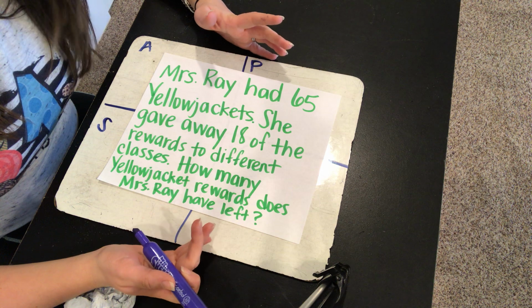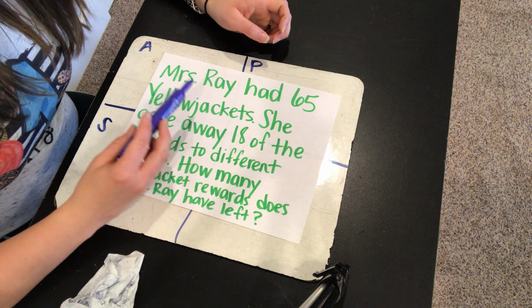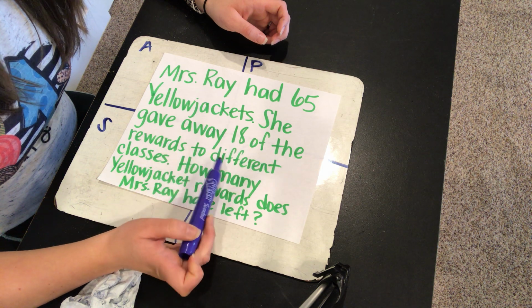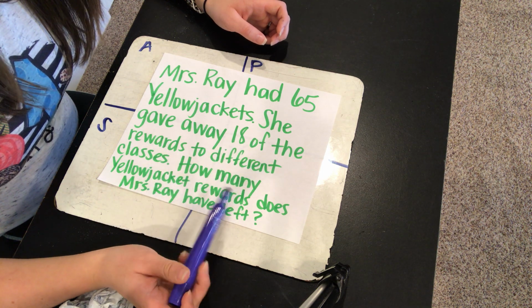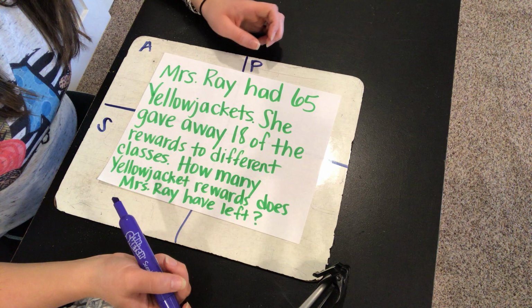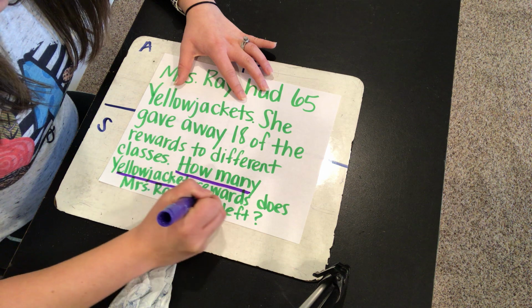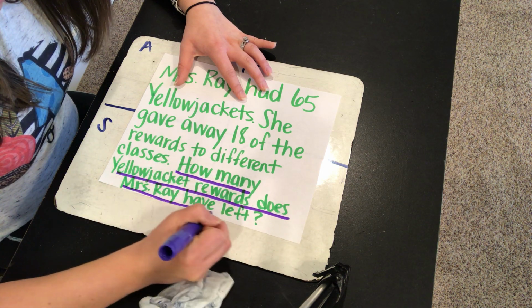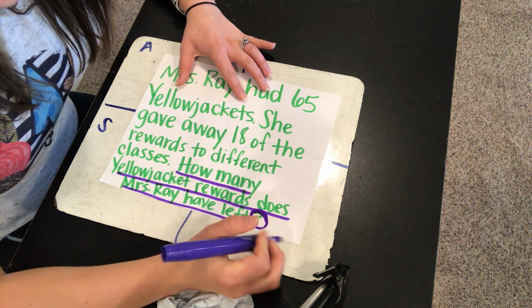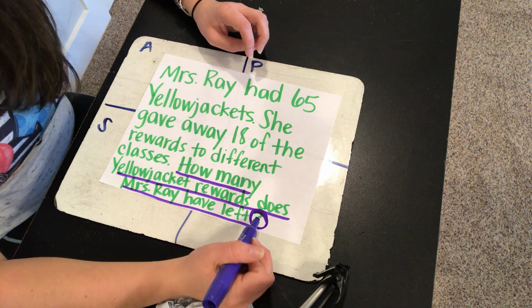So first, let me read this to you again, and I want you to think about what is the question in this word problem. Mrs. Ray had 65 yellow jackets. She gave away 18 of the rewards to different classes. How many yellow jacket rewards does Mrs. Ray have left? What question are we being asked? We are being asked, how many yellow jacket rewards does Mrs. Ray have left? That's the question. We're going to circle the question mark. Whenever a sentence ends with a question mark, that means it's the question that you're being asked. It's something that they are asking you.